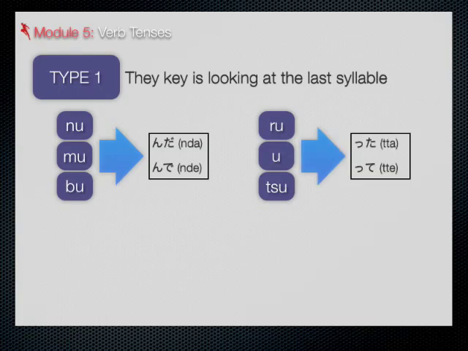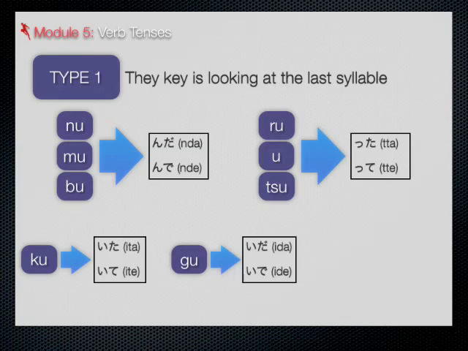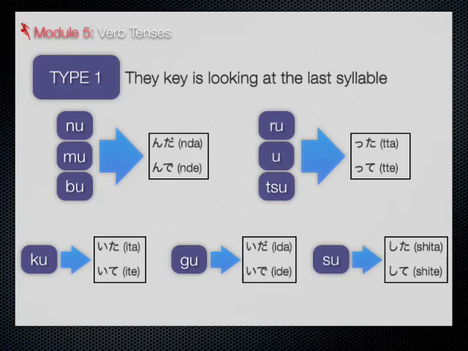For verbs that end in ku, we want to drop that ku and add ita for the ta form or ite for the te form. Similarly, for verbs that end with gu, we want to drop that gu sound and add ida for the ta form or ide for the te form. And last but not least, for verbs that end in su, we want to drop that su sound and add shita for the ta form or shite for the te form.